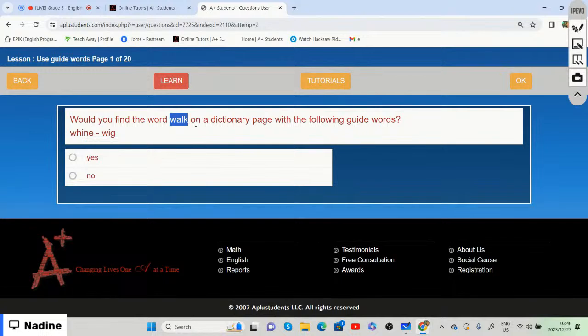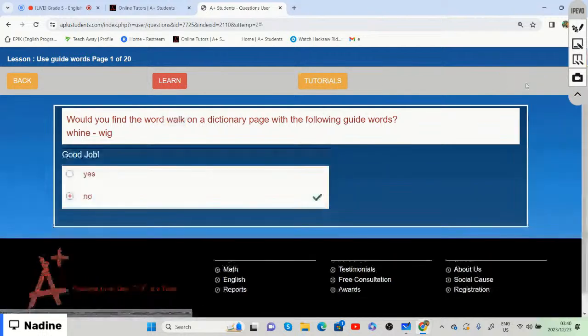So since walk, the second letter of walk is an A, right? Which means that no, we will not be able to find walk on the specific dictionary page, because walk is actually before wine, not in between wine. So the answer is no.